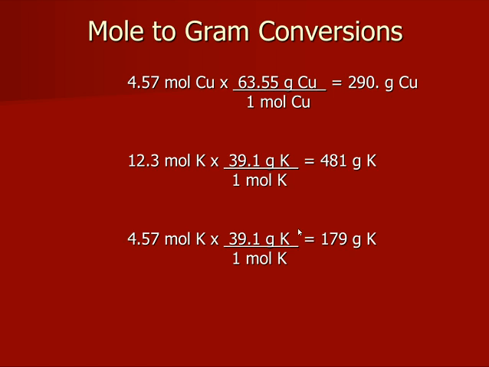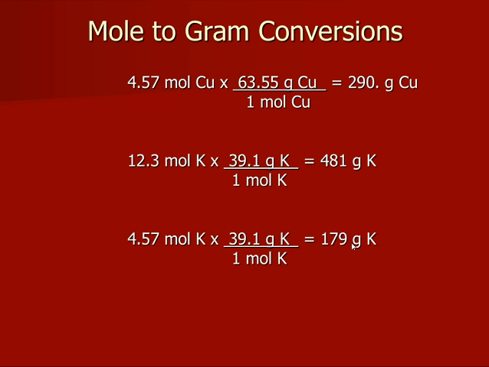Now what I want to point out here is I have the same amount of atoms in my first and third example. In both examples I have 4.57 moles. The only difference is in my first example I have copper, and in my third example I have potassium. Notice I have the exact same number of particles, but copper has a larger molar mass than potassium. It's a more massive atom. And so the same number of particles, the same number of moles, is going to be expressed as a larger mass of copper and a smaller mass of potassium because each individual atom of copper is more massive than each individual atom of potassium.